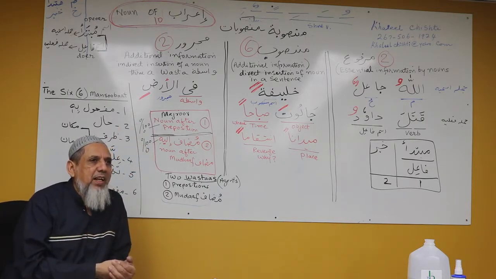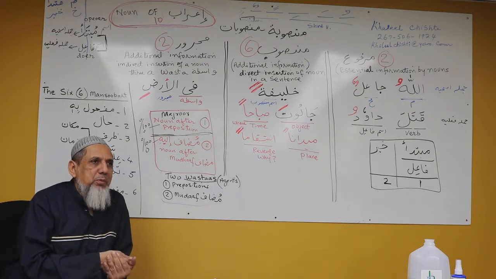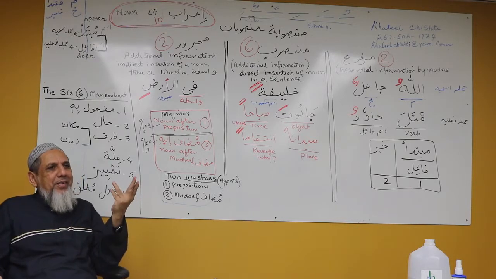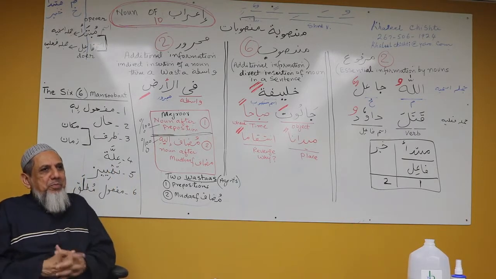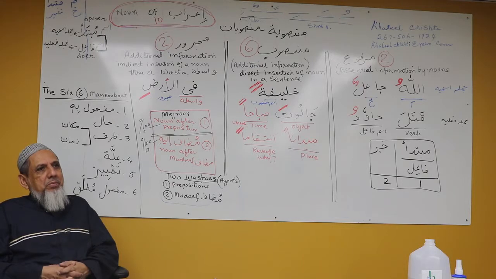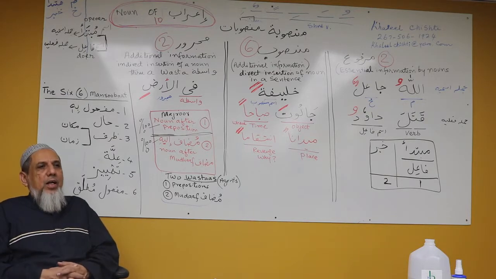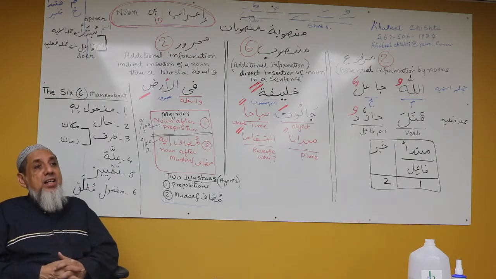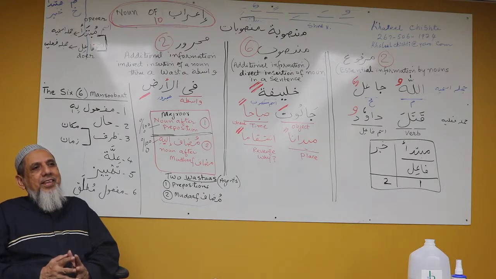Yes, Ibrahim? The two marfu'an. Say marfu'an. Marfu'an are mubtada and khabar. The six mansubat are maf'ul bihi, hal, dharf makan, dharf zaman, illa, tamyiz, and maf'ul mutlaq. And the two majruran are nouns after prepositions and mudaf ilayh.